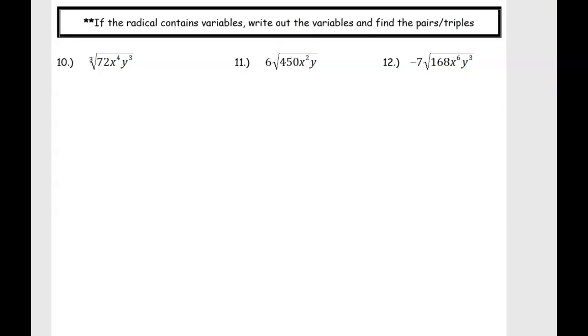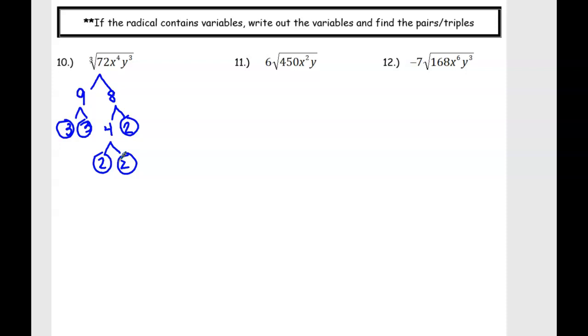We're going to write it out and find the pairs and the triples. Okay, so we're going to look at the 72 first. Okay, look at the number piece or the coefficient piece first. So I've got 9 times 8, and then I've got 3 times 3. Okay, and then I've got 4 times 2 and 2 times 2. Okay, so I am looking for my triples.